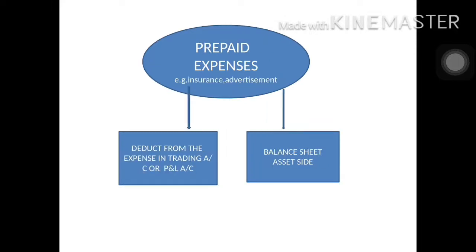Alright. Next is prepaid expense. Expense which has been paid before the date, which you have prepaid. Alright. So it can be insurance, you can have prepaid insurance, you can have prepaid advertisement. So this is extra expense which you have paid, which you shouldn't have paid, but you have paid anyway. So you have to deduct the prepaid expense from that particular expense. So deduct from the expense in trading account or profit and loss account. Alright. And the second effect, you have paid extra, that is your asset. So that will be shown in balance sheet asset side.